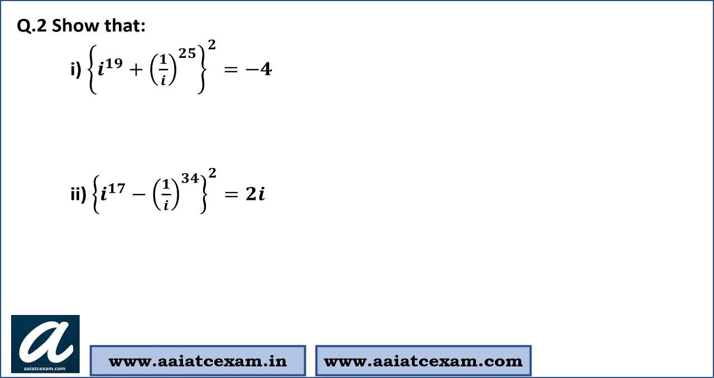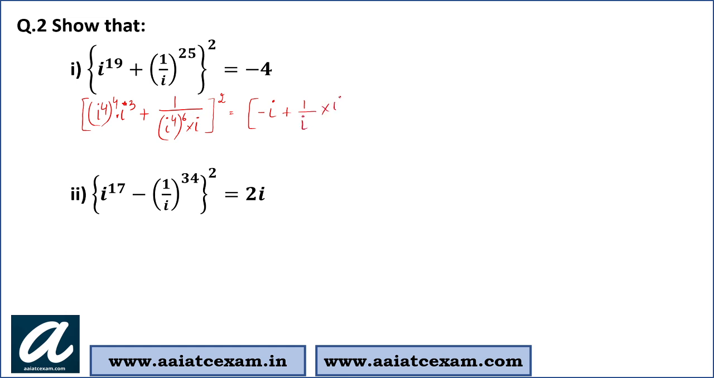2 more questions are given here. Iota raised to power 19. So I can write iota raised to power 4 whole raised to power 4 into iota cube plus 1 upon iota raised to the power 25. Students, I can write here iota raised to power 4 whole raised to power 6 into iota whole square, which will be equal to, what is iota raised to power 4? It is 1. And iota cube is minus iota plus 1 upon iota.